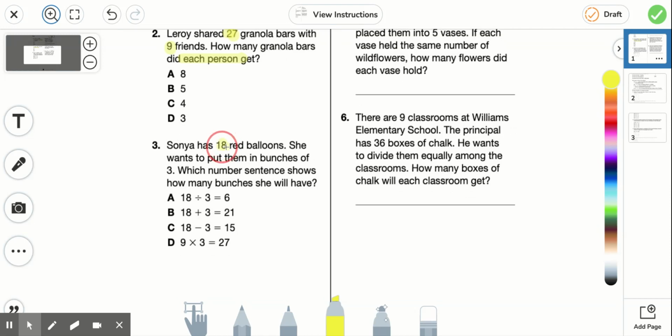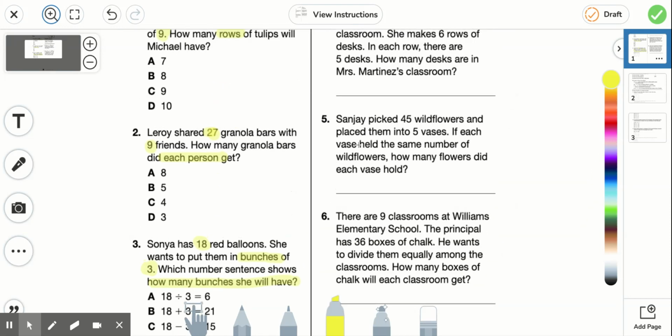Sonia has 18 red balloons. She wants to put them in bunches or groups of 3. Which number sentence shows how many bunches she will have? 18 divided by 3 equals 6. 18 plus 3 is 21. 18 minus 3 is 15. 9 times 3 is 27. Which one shows if she starts out with 18 red balloons and she puts them in bunches or groups of 3, how many bunches she will have?